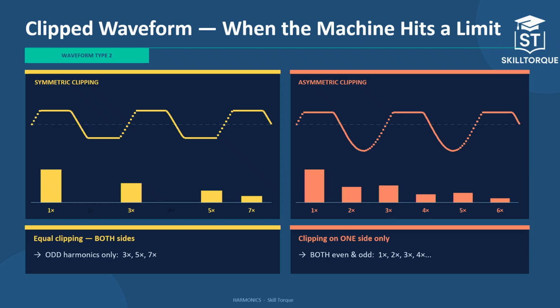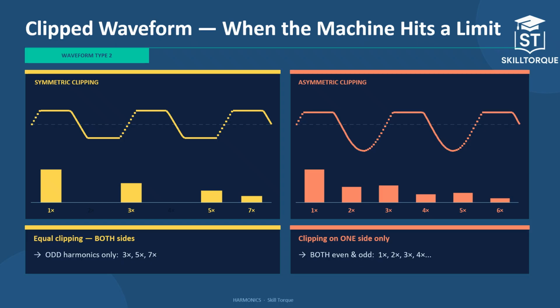And if there is asymmetric clipping, that means one side is smooth, another side is getting hit hard, it will give you both even and odd harmonics: 1x, 2x, 3x, 4x, 5x like this. So whenever you see 1x, 2x, 3x, 4x, 5x in the spectrum, that means one side is smooth, another side is hitting hard. And if you are seeing only odd harmonics, that means on both sides something is obstructing.